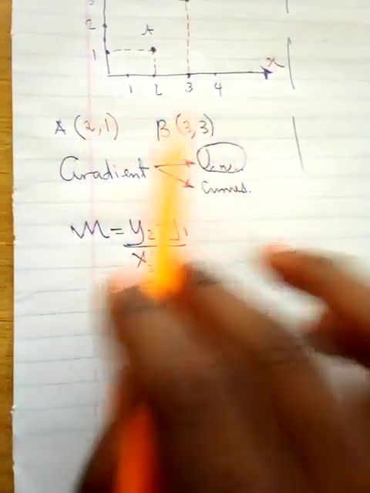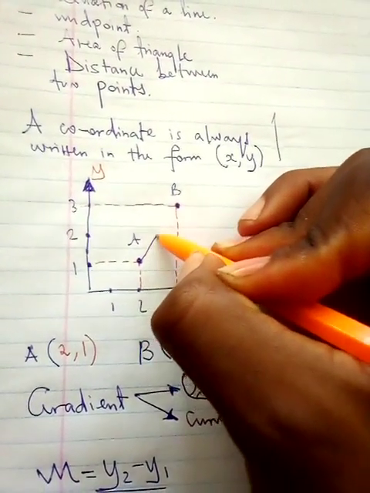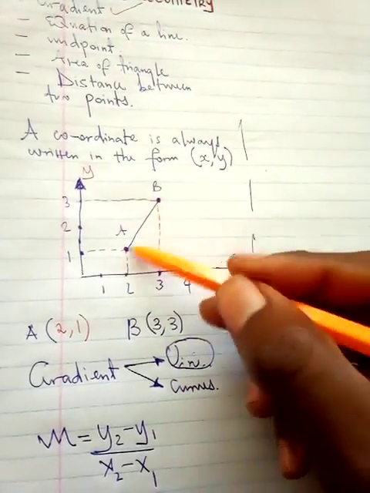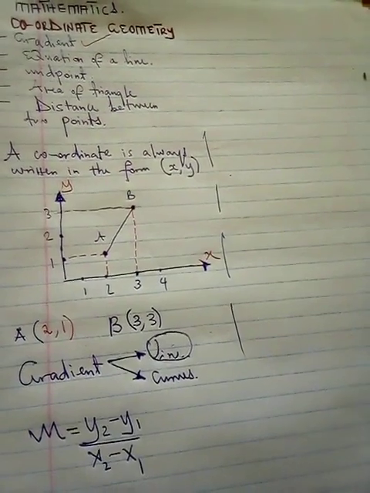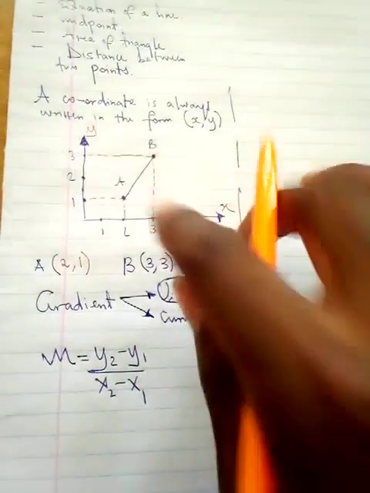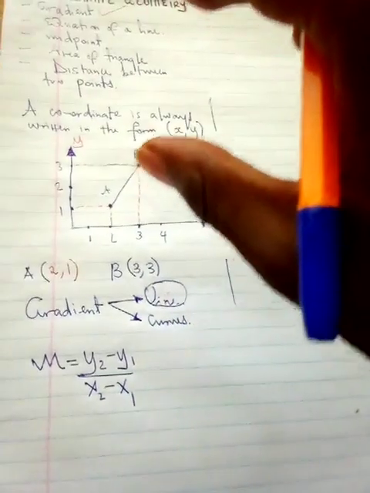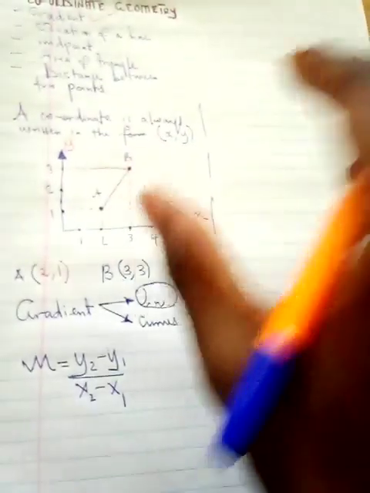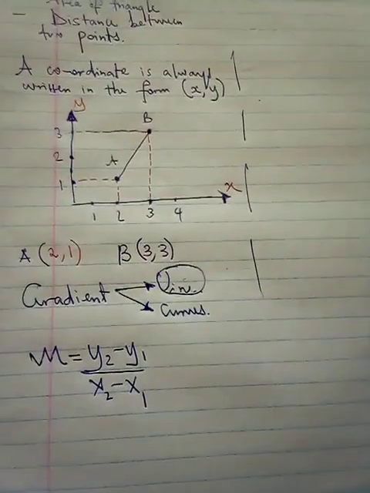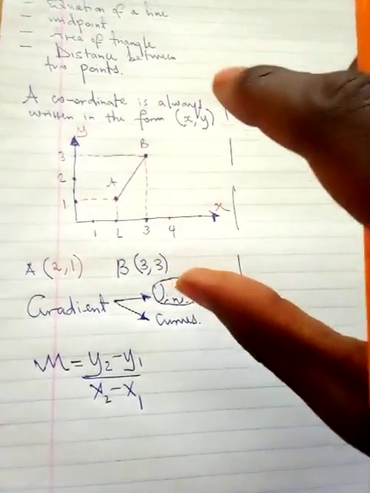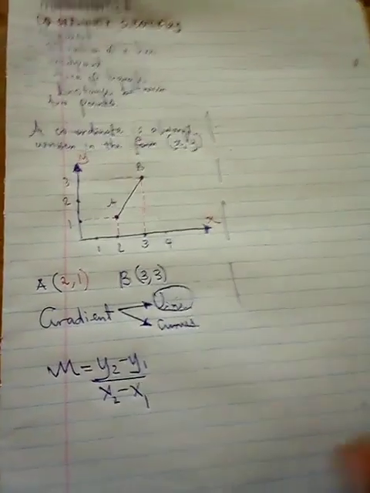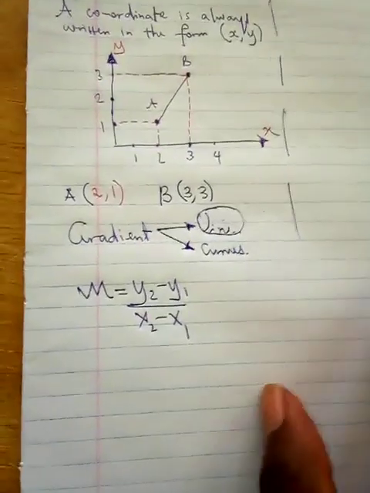I'll use these same coordinates, (2, 1) and (3, 3). If I join these two points together, they're going to form a line. So we're going to determine the gradient of this line. It is bent. Have you seen that? Because it is bent, it's not vertically upright or horizontally straight, so this line tends to have a gradient. But if it's horizontally or vertically straight, well, there are some other concepts that you need to know there, which I'll explain in a moment.